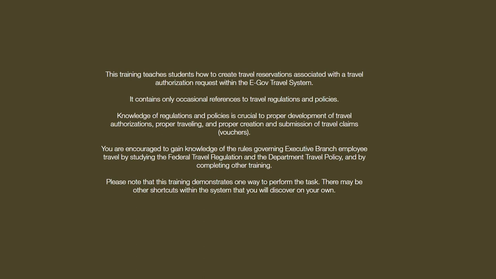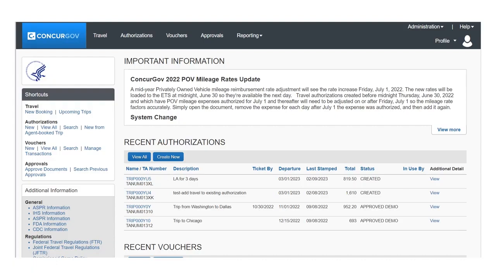Knowledge of regulations and policies is crucial to proper development of travel authorizations, proper traveling, and proper creation and submission of travel claims, vouchers. You are encouraged to gain knowledge of the rules governing executive branch employee travel by studying the Federal Travel Regulation and the Department Travel Policy, and by completing other training. Please note that this training demonstrates one way to perform the task. There may be other shortcuts within the system that you will discover on your own.